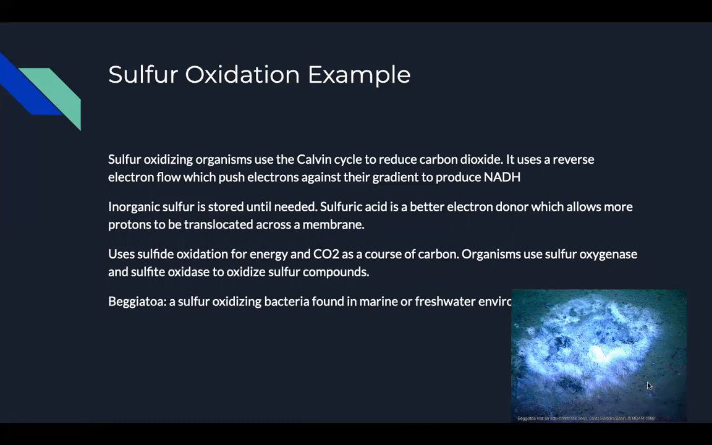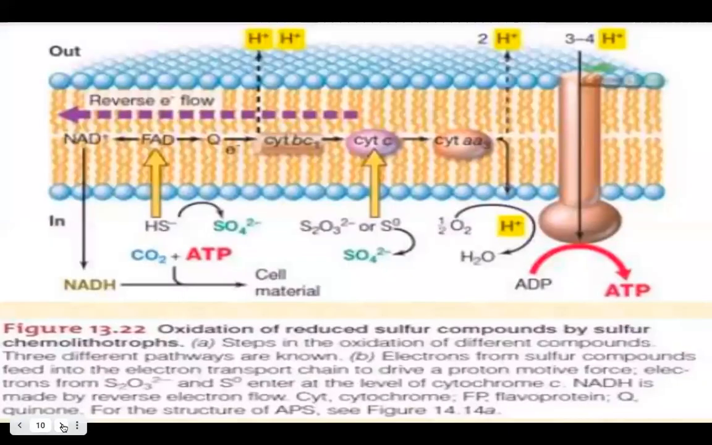The picture on the right would be Beggiatoa. It is a sulfur oxidizing bacteria found in marine or freshwater environments. So this is just an overview of how sulfur gets oxidized by chemolithotrophs. And how they generate ATP and NADH using that reverse flow for the NADH, and the CO2 with ATP for the cell material, and it just shows all the different transporters in the membrane.